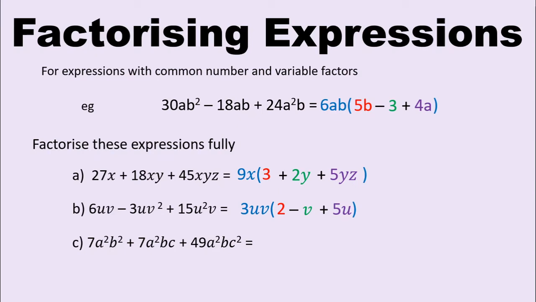So I could actually factor out 7a squared b. That's my highest common factor. You need to take into account the powers of the variables as well. So my highest common factor is 7a squared b.